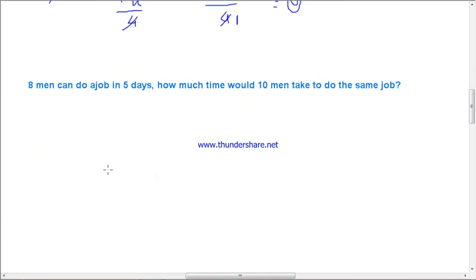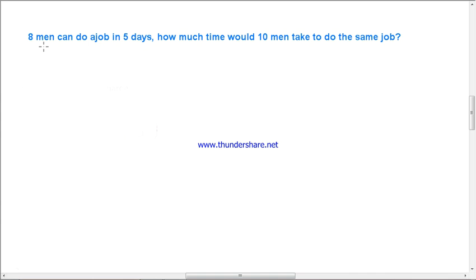Alright, I have one more question. 8 men can do a job in 5 days. How much time would 10 men take to do the same job? Two quantities to be identified since it's a variation: men and days again. So I would like to write men and days.